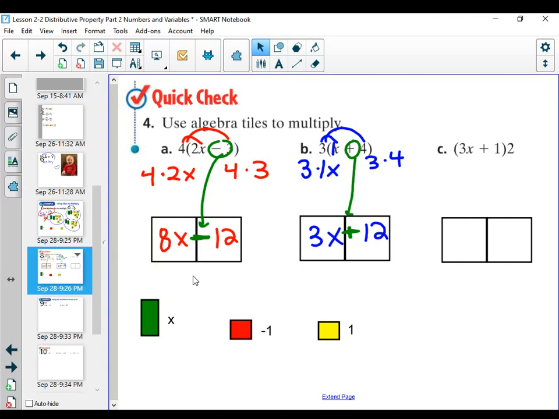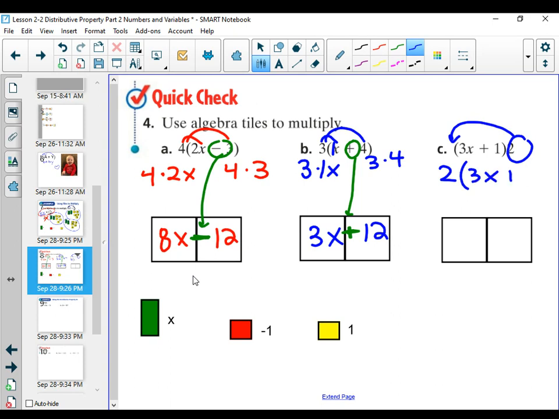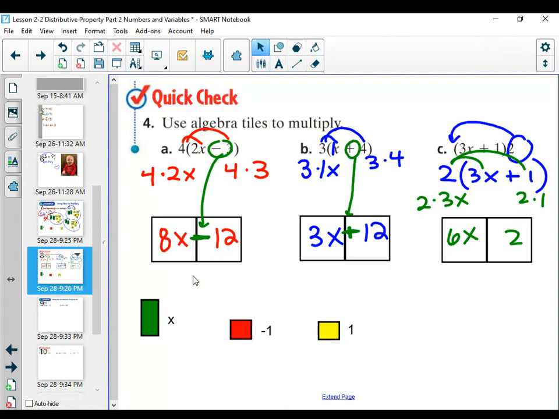Oh, letter C. Guess I can't do it. Why is that 2 over there at the end? Oh, I think it was a mistake. Commutative property of multiplication says you go ahead and change the order. You go ahead and put that 2 right there in the front. Two times 3x, 2 times 1. 2 times 3x, 6x. 2 times 1, 2. There was a plus sign. You should leave a plus sign.